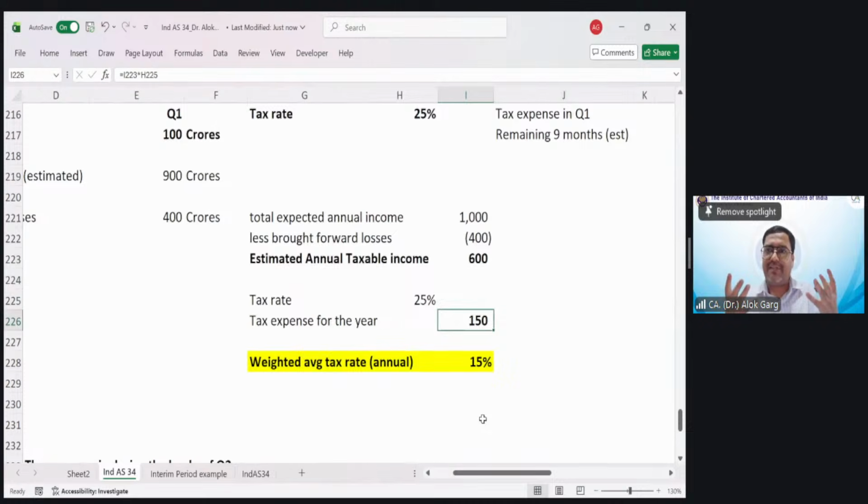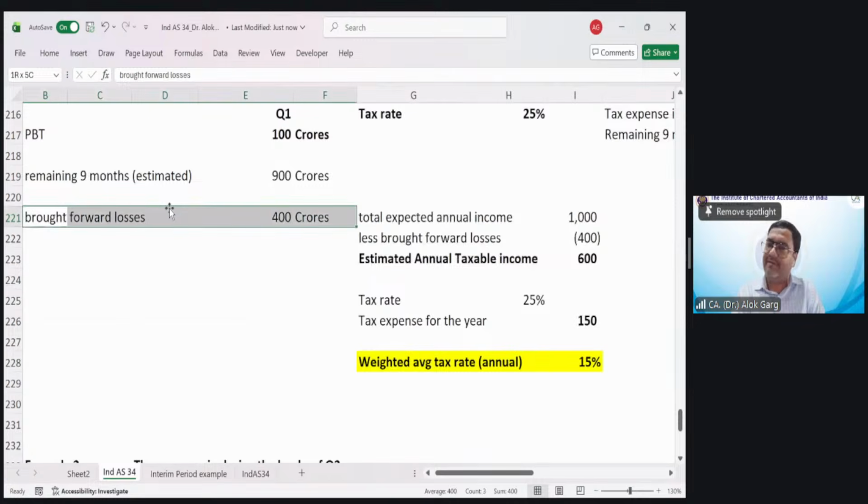It means my effective tax rate is not 25%. If I'm earning 1000 crore, I'm only paying 150 crore. If this brought forward loss would not have been there, how much would I have to pay? 250 crore. So how much tax have I saved? I was supposed to pay 250 crore, but I am paying only 150 crore, so I saved 100 crore. This 100 crore is 25% of the 400 crore of brought forward losses, right?